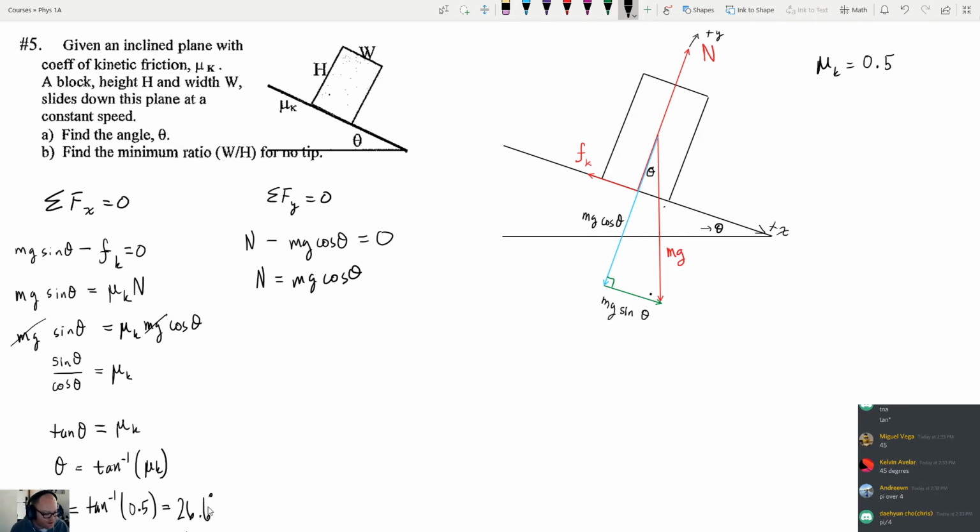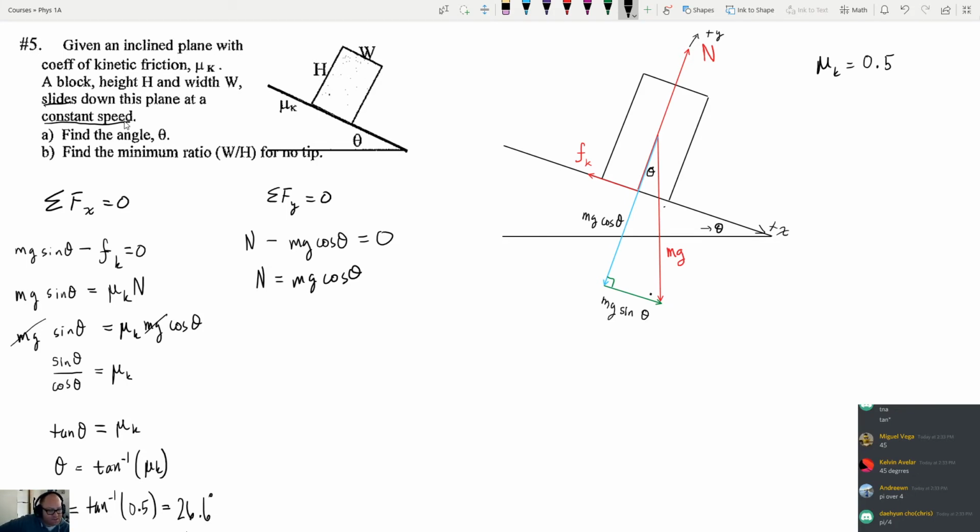Okay. Now, I'm just putting that in there so you can get a feeling for how this quantity, mu sub k, is going to relate to the angle right here. And then I guess one other thing to think about is, is it reasonable that the angle should be related to the coefficient of friction? The condition we have in the problem is that the block slides at a constant speed, right?